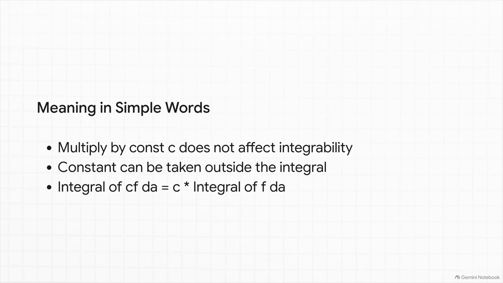It just means that if f is Riemann-Stieltjes integrable with respect to alpha, then multiplying by a constant c does not affect its integrability at all. और सबसे handy part, the constant can literally be taken outside the integral. As you can see, the integral of cf d alpha equals c times the integral of f d alpha.